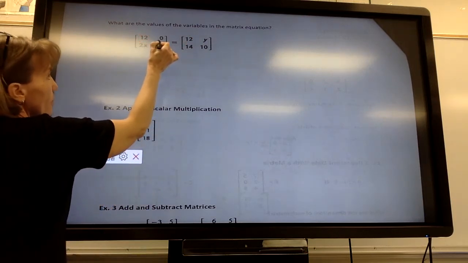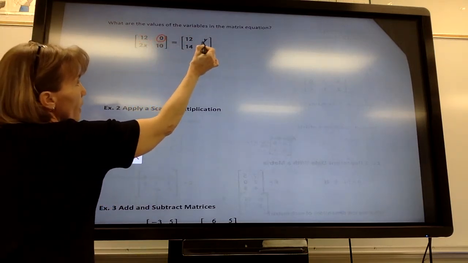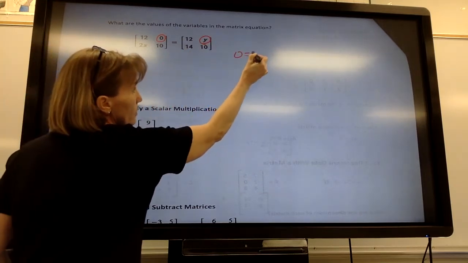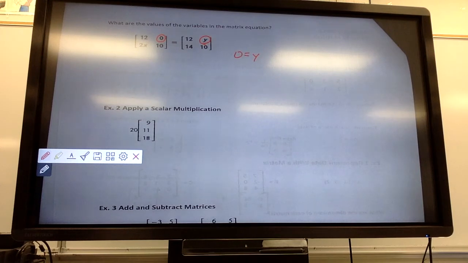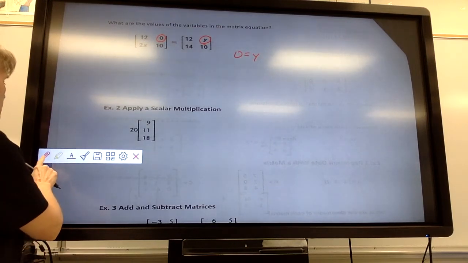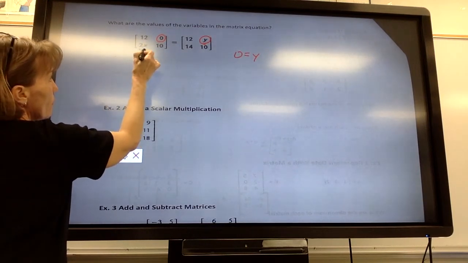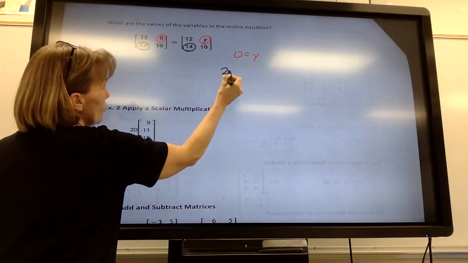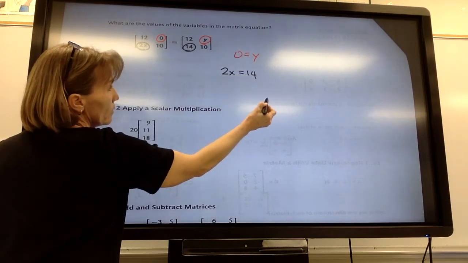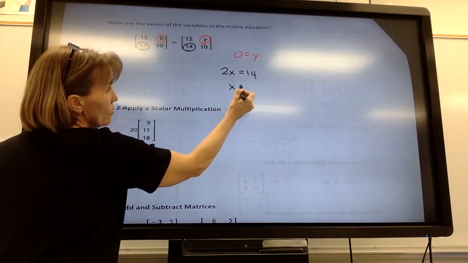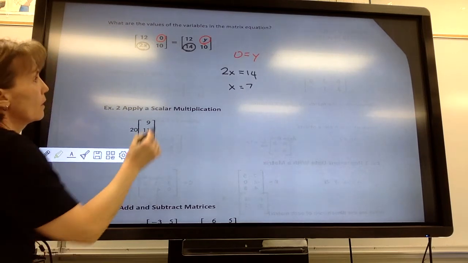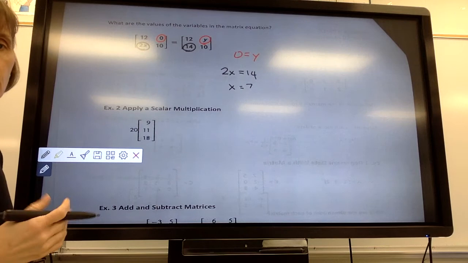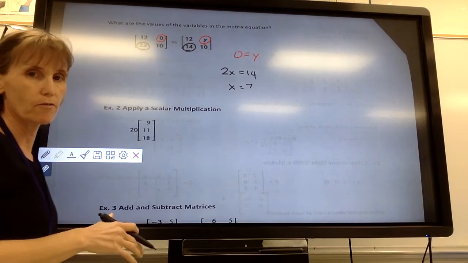That means that the element in the first row, second column has to equal the element in the first row, second column. So that's going to be 0 is equal to y. So you've solved that for y. We can look at the second row, first column is going to equal second row, first column. So 2x is going to equal 14. I can solve that by dividing by 2, and I can say x equals 7. And then you can see second row, second column, those are already equal to each other. So as you put variables into your matrices, we can solve for those variables.